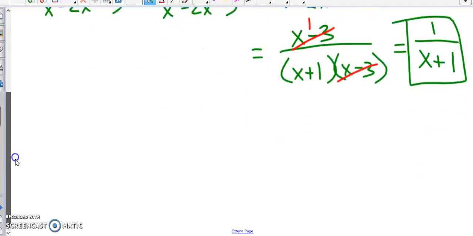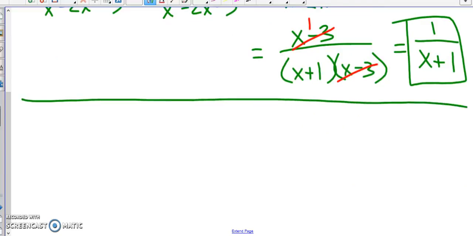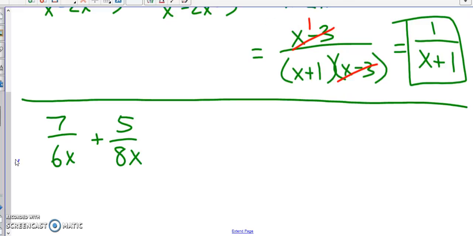Now, let's say I have 7 over 6x plus 5 over 8x. Now notice that both of those denominators do have an x in common, but I need to find a common denominator between 6 and 8, and that would be 24. So, in order to get a common denominator here, multiply top and bottom by 4 there, multiply top and bottom by 3 here.